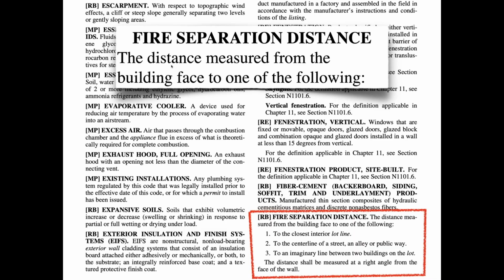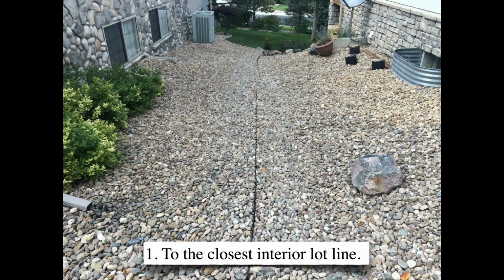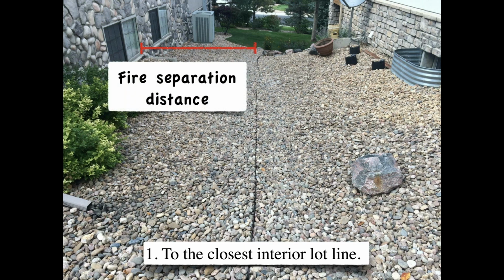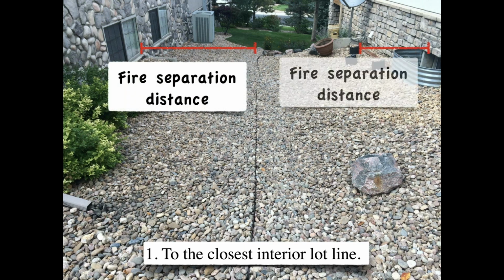So fire separation distance, right? It's the distance measured from the building face to one of the following. I love this picture. It just makes me laugh, right? They say fences make good neighbors. What does edging do? And so what it tells us is we're going to measure from the face of the building to that lot line. And this house from the face of the building to the lot line.